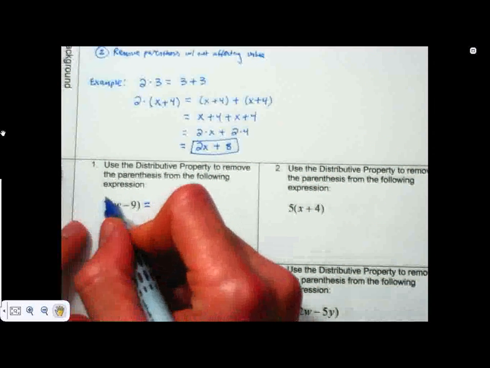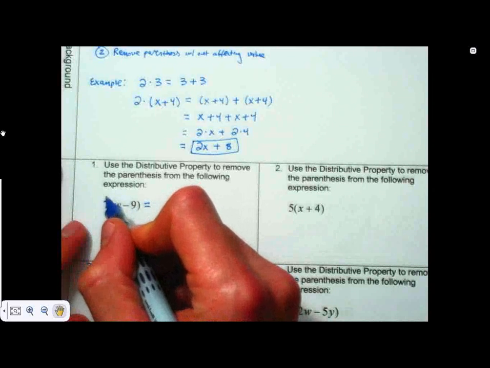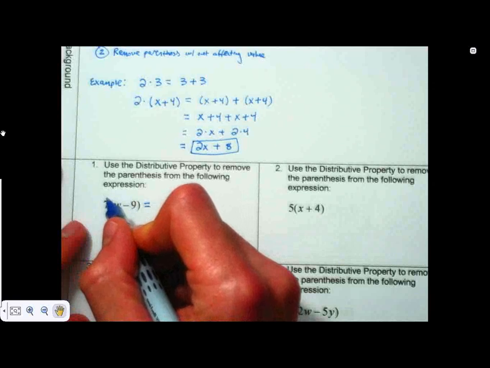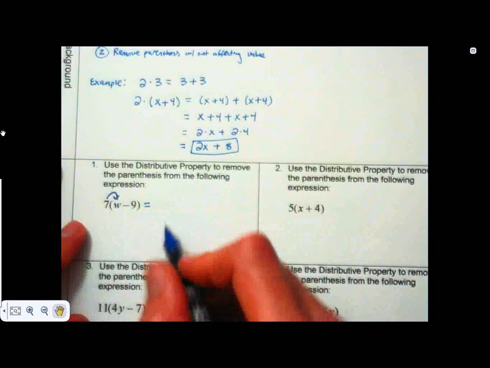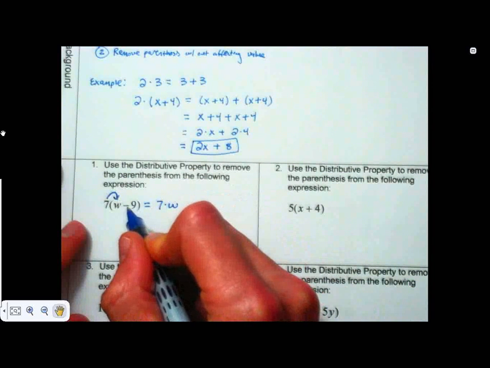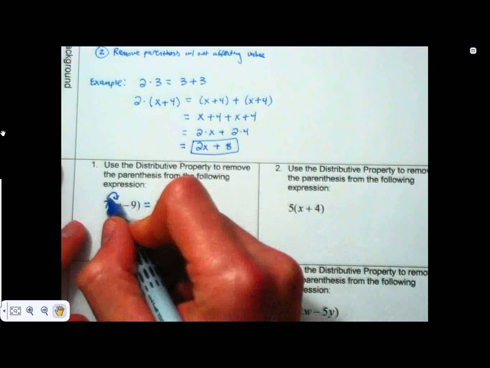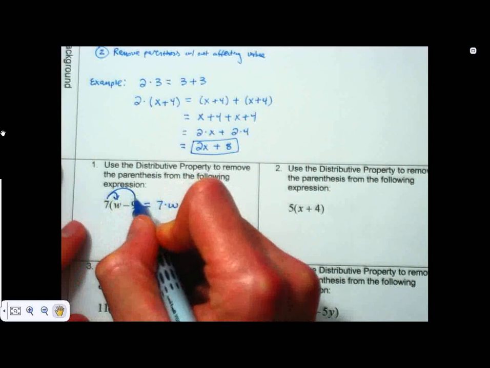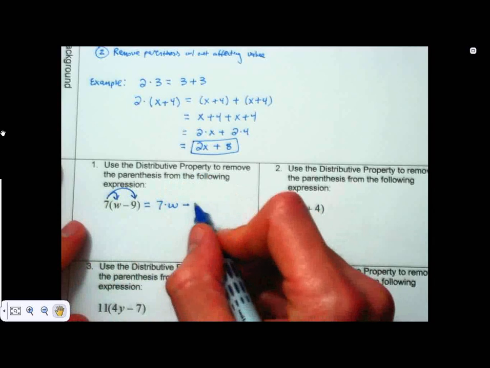So when I'm using the distributive property, I always use arrows to indicate what I'm multiplying. So if we use the shortcut, I take the number on the outside times the first term, so that gives me 7 times w. The operation stays the same, so in this case it's minus. And then I take the 7 times the second term, and in this case 7 times 9 is 63.